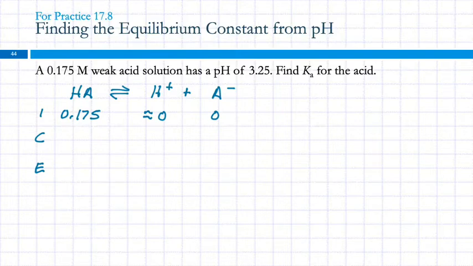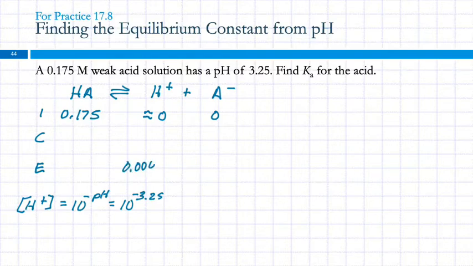What does the pH tell us? It gives us the ability to calculate the concentration of hydronium ions. So H plus or H3O plus is going to equal 10 to the negative pH, which is 10 to the negative 3.25. So at equilibrium, the hydrogen ion concentration is 0.000562.